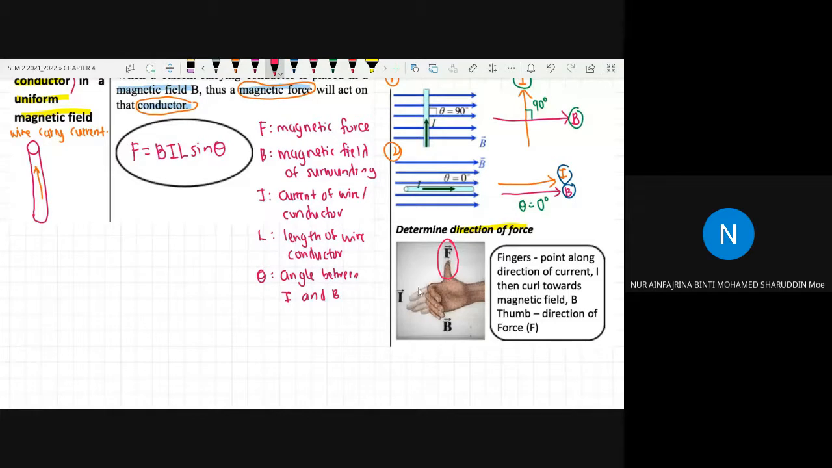Your fingers, these 4 fingers, you will place following the direction of current. Then we will curl them towards the magnetic field B. We place them following the direction of current and curl them towards the direction of magnetic field. And your thumb remains the direction of force.